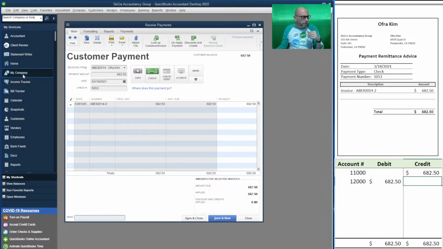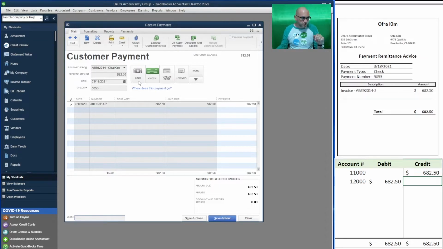What else is happening? Well, we got this check from our client, and that check is right now sitting in a drawer in my desk. Haven't deposited it yet. So it's undeposited funds. Undeposited funds are assets, right? I have them in my possession. They're my assets. Assets go up when debited, therefore undeposited funds, 12,000, has to be debited by that amount. And that's what we're doing.